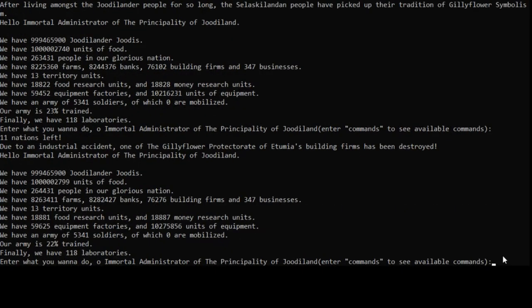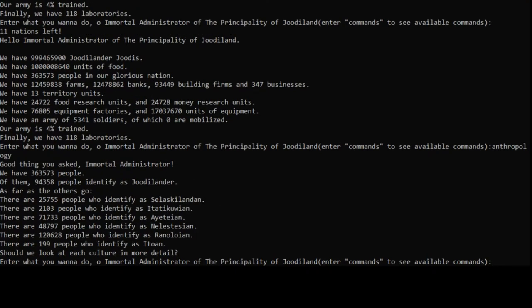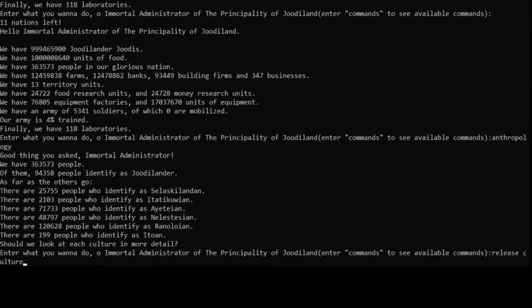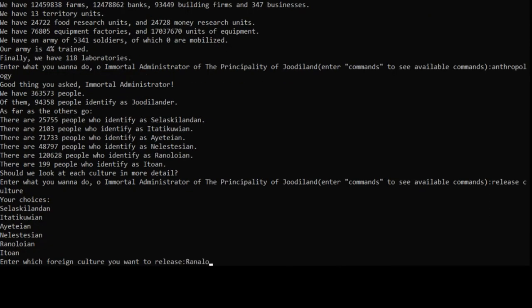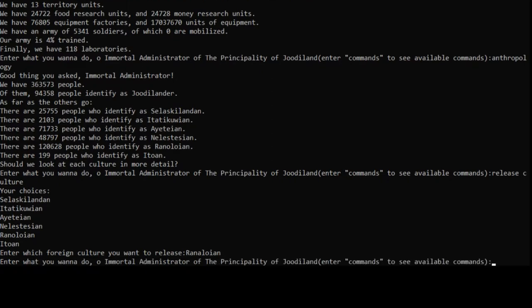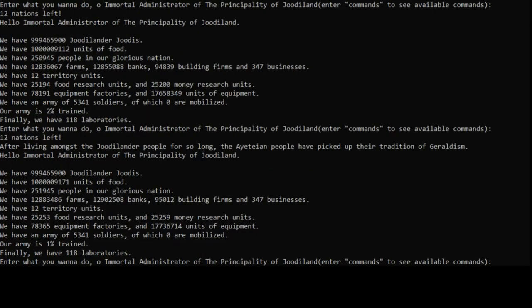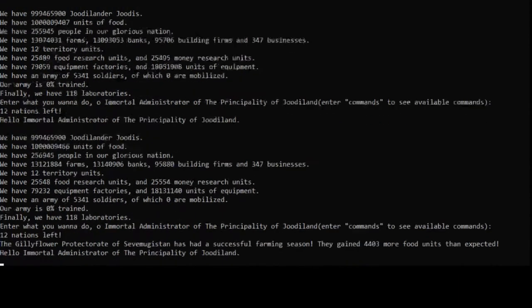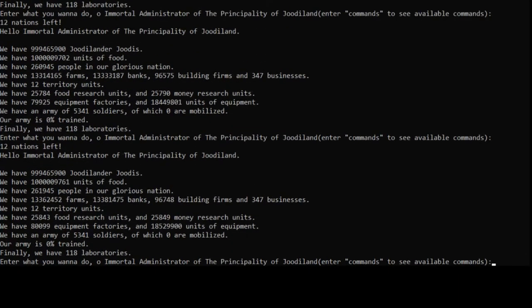Yes! After living amongst the Joodilander people for so long, the Seliskillan people have picked up the tradition of gillyflower symbolism. Yes! I realized we need to do something dangerous. We need to release the Ranaloyans because they're too dangerous. Yes! The Yetian people have picked up the tradition of Geraldism. Very good. So you see, they're becoming assimilated. I'm very happy about that.